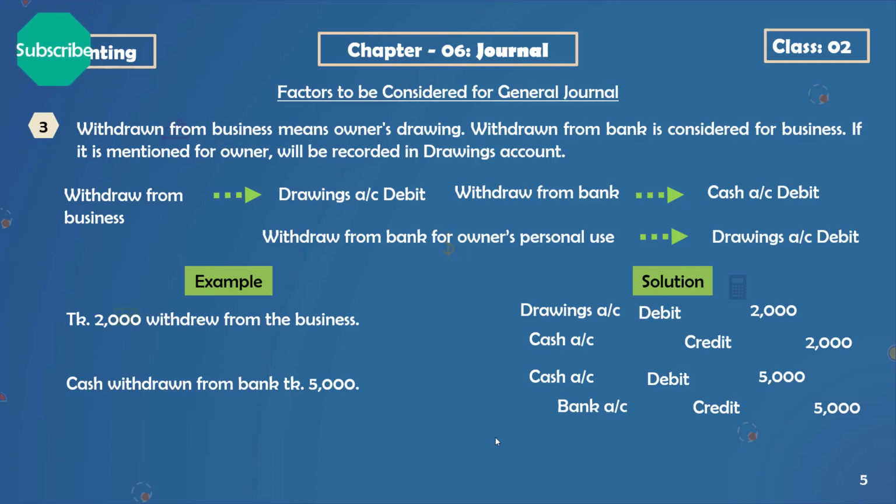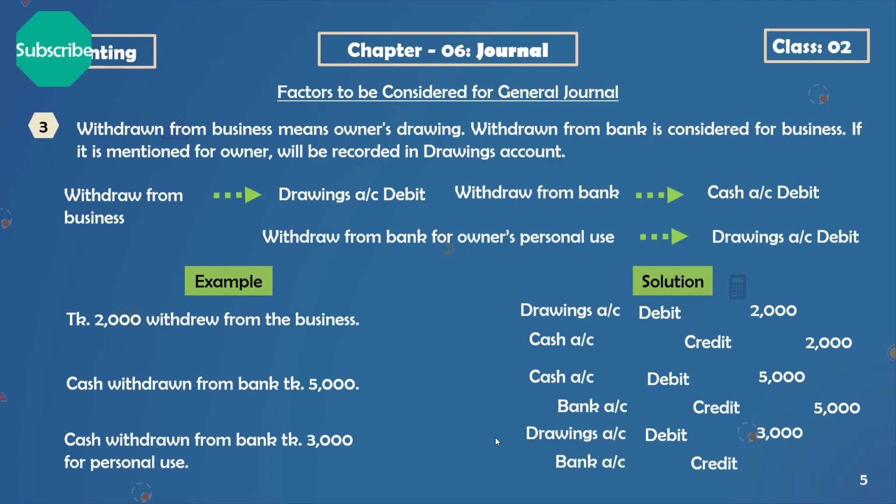Okay, see the third transaction, cash withdrawn from bank, Taka 3000 for personal use. So here the phrase for personal use is added to the previous transaction, and we know that when it is for personal use, we have to debit drawings account. You can see in the solution section that the third journal is drawings account debit, and since money is withdrawn from bank, the bank amount reduced, so we credited bank account. So drawings account debit, bank account credit.